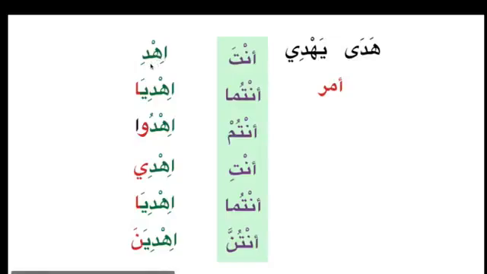dua. So ihdi, and for two of you ihdiya, and ihdu, anti ihdi, antuma ihdiya, antunna ihdina, ihdina. There's a typo again here, there should be a sukoon.